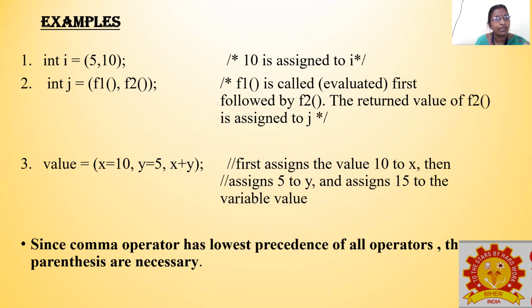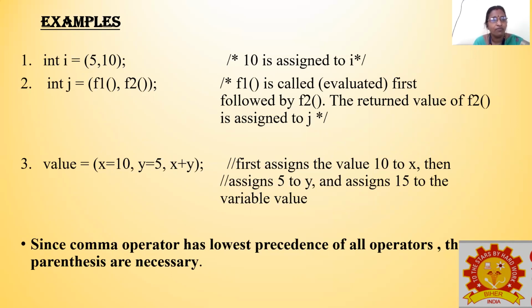So first consider the example int i = (5, 10). So what will happen here? Here 10 is assigned to the variable i. Then int j = (f1(), f2()). What is f1? f1 is a function. f2 is a function. So what will happen? First, the function f1 is called and evaluated, followed by f2. Then the function f2 will be called and evaluated. The return value of f2 will be assigned to the variable j.